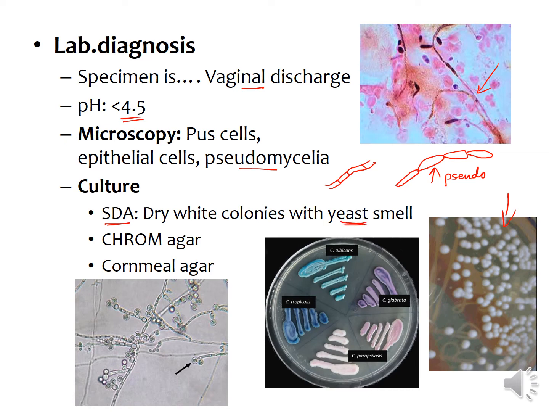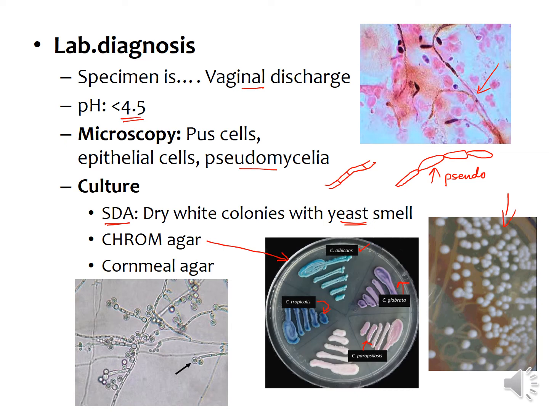And this is the chrome agar. On the chrome agar, different species of Candida will show different colors. See, Candida albicans shows light blue in color. Glabrata produces violet colored colonies, Parapsilosis produces pink colored colonies, and Tropicalis produces navy blue colored colonies. So different species of Candida produce different colors on the chrome agar.